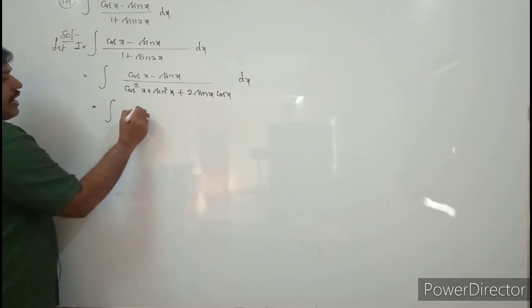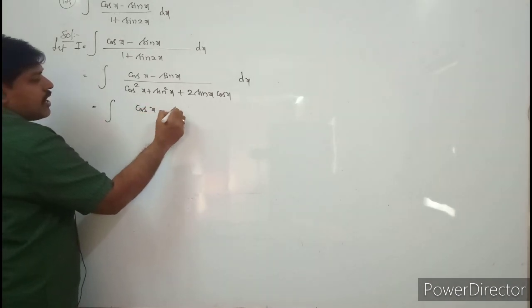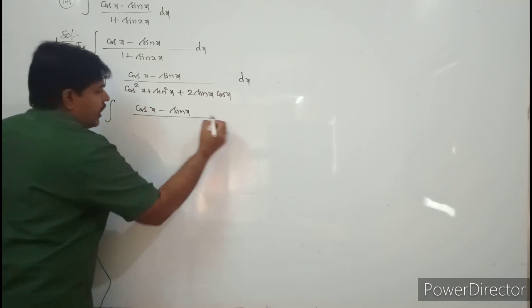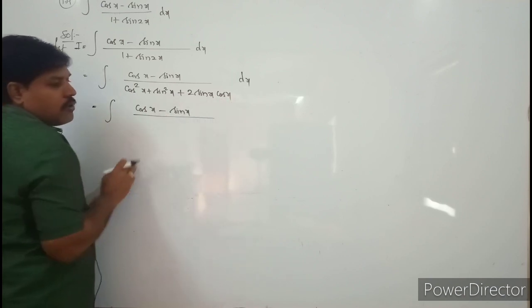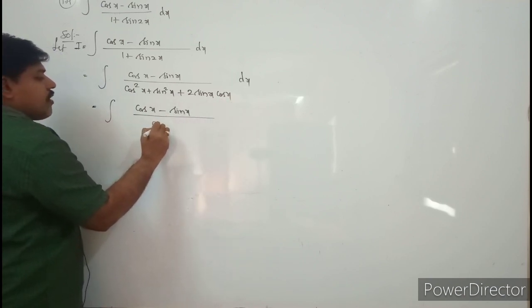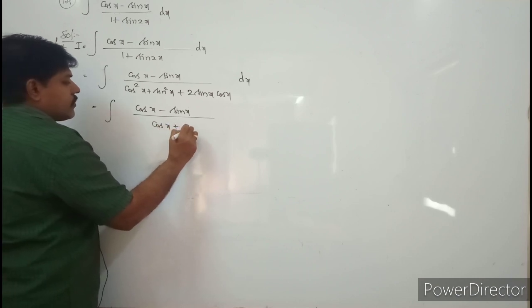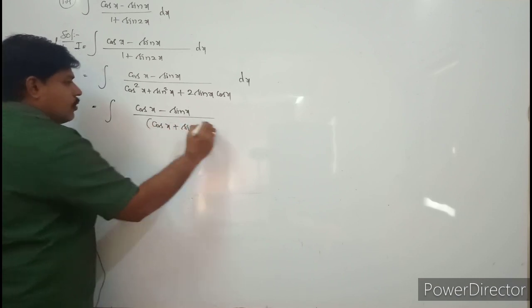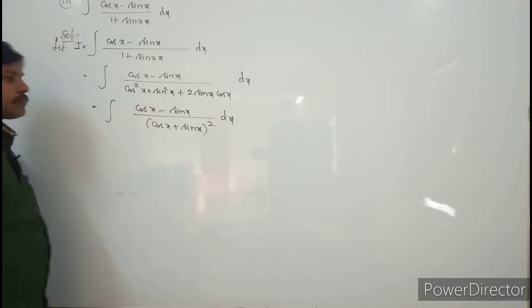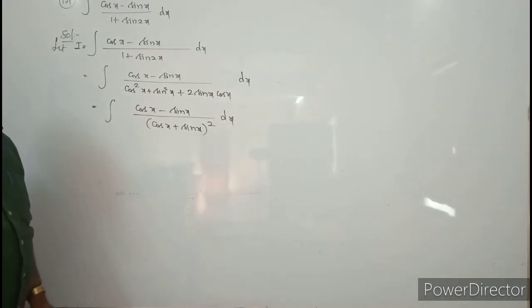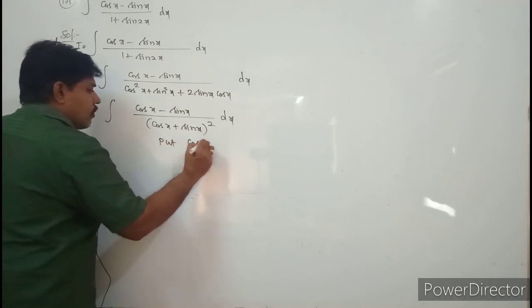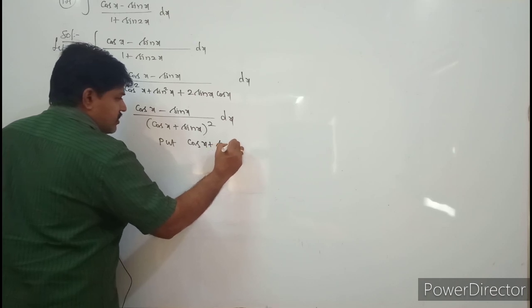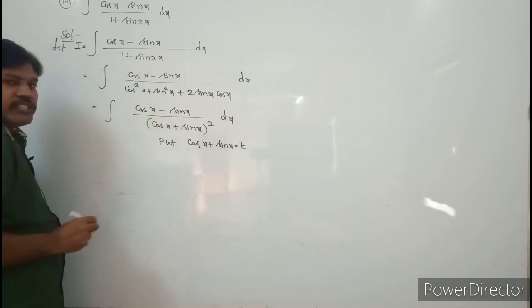So this can be written as cos x minus sin x by, observe the denominator, cos square theta plus sin square theta plus 2 sin x cos x is nothing but cos x plus sin x whole square into dx. Here we will put cos x plus sin x is equal to t.